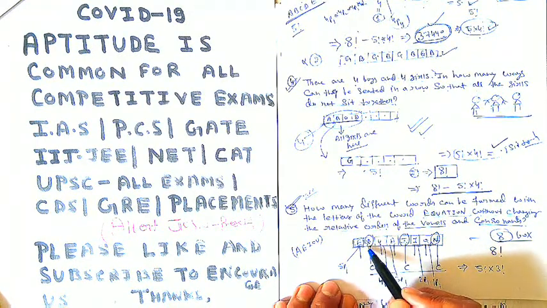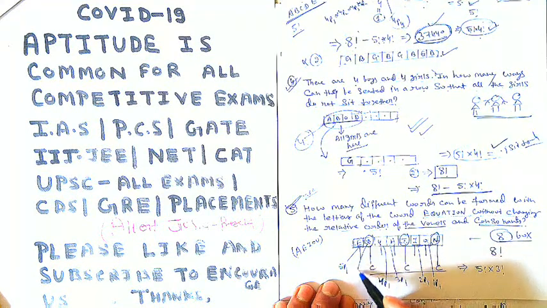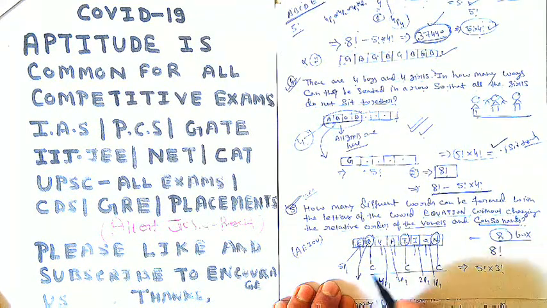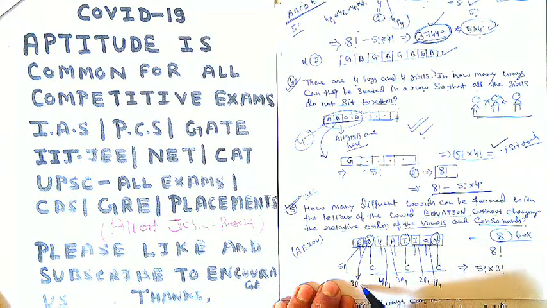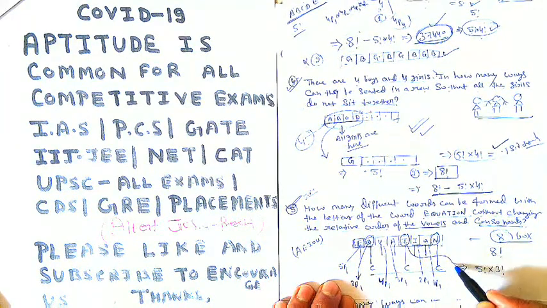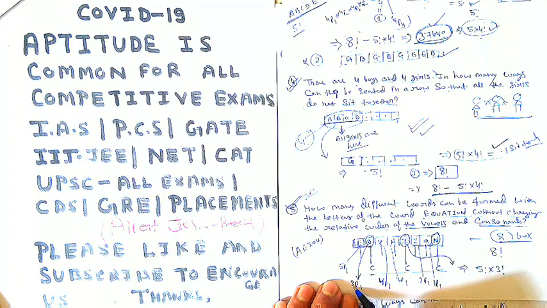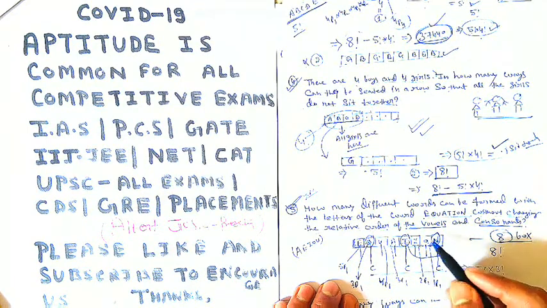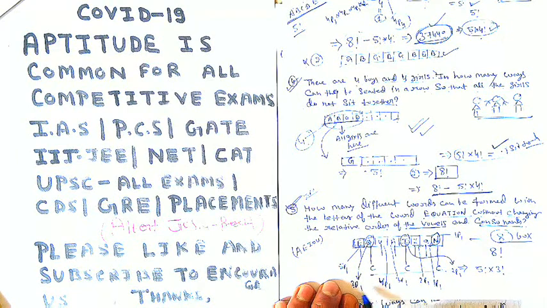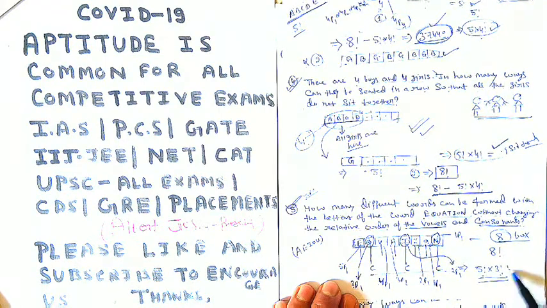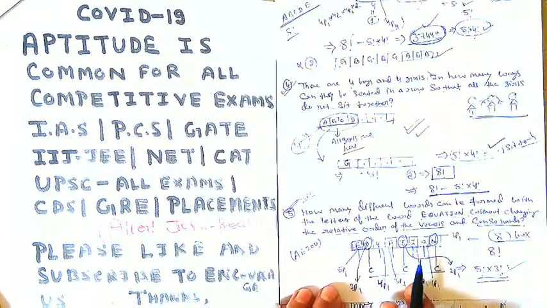Now for the consonants, you have a total of 3. Out of 3 you place 1, and for the next box, 1 from the remaining. So this is 2P1 and this is 1P1. So 3 into 2 into 1 is 3 factorial, and 5 into 4 into 3 into 2 into 1 is 5 factorial. So this is your required answer. I think you got it.